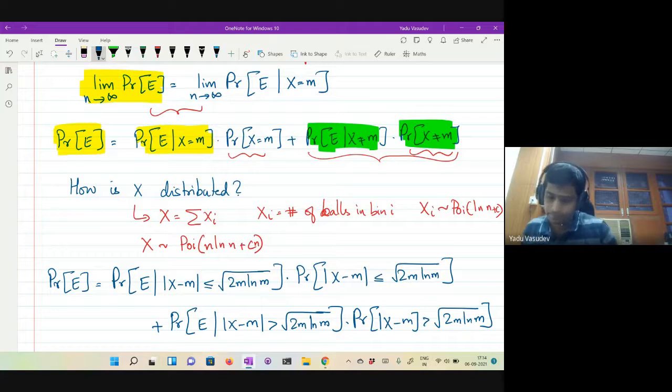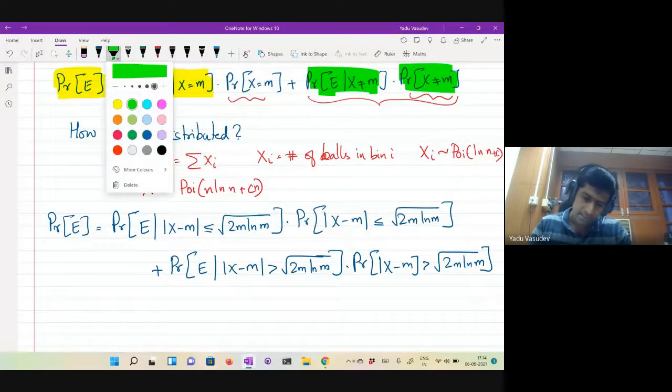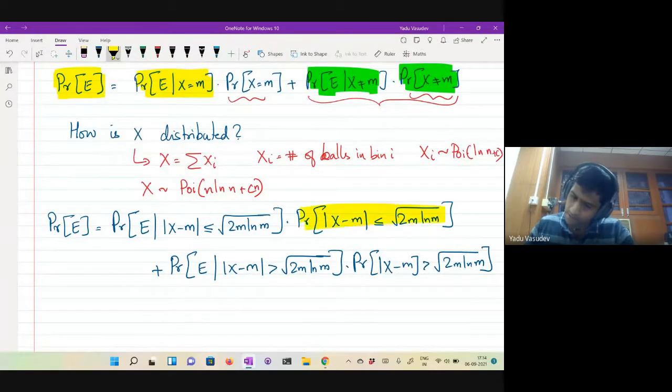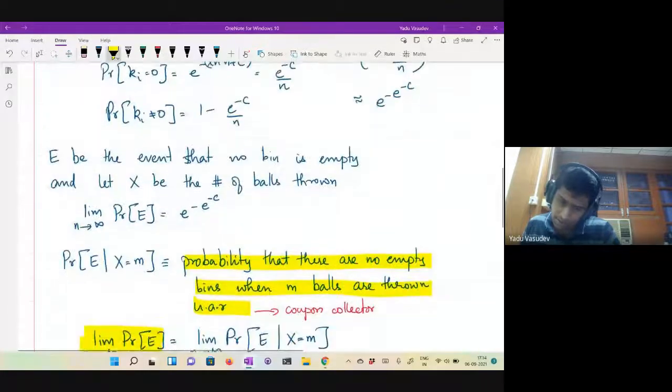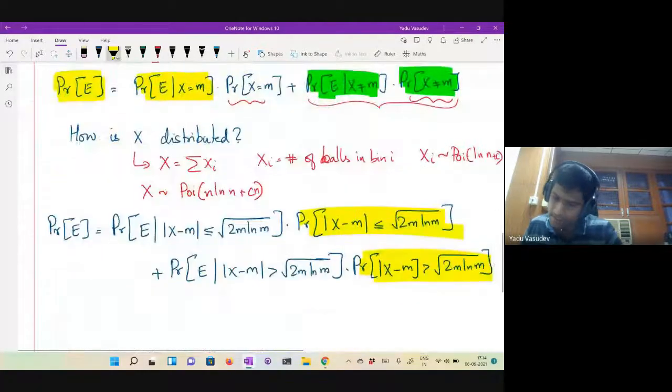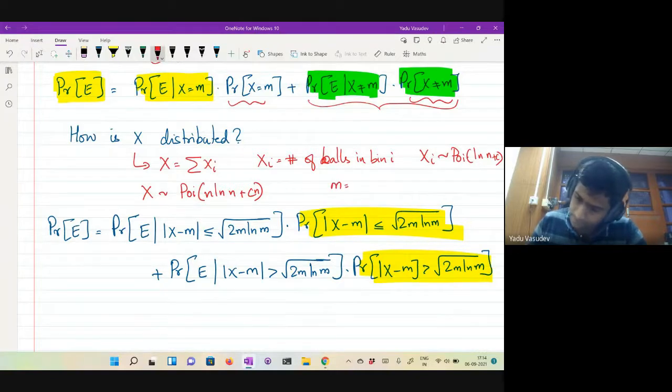Okay. So it's the same thing. This is another way in which you can write the same statement, right? And these two terms. Here M, maybe I haven't defined what M is. M is basically the number of balls being thrown, whatever we want to know. So M is going to be n ln n plus Cn, right?